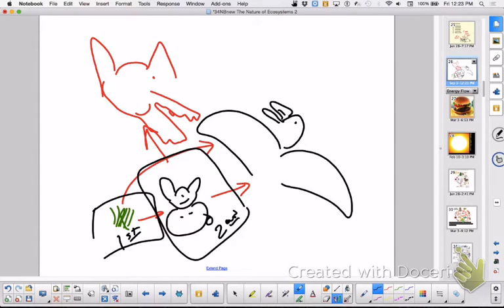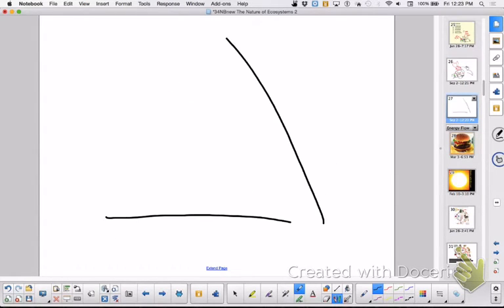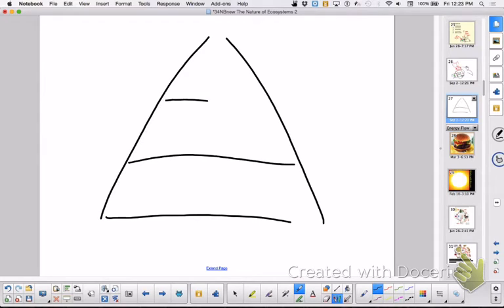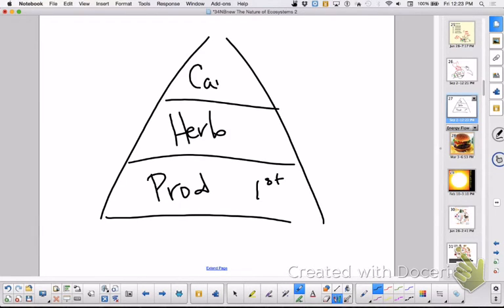Into a pyramid. Okay. If I did a pyramid like this, what level is at the first? Or is that the first trophic level? Good. And those would be your what? Producers. And then you would have your herbivores. And you would have your carnivores. What could I classify these as together?